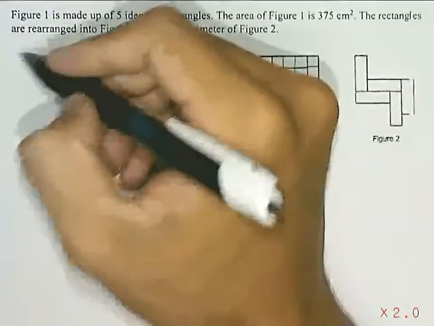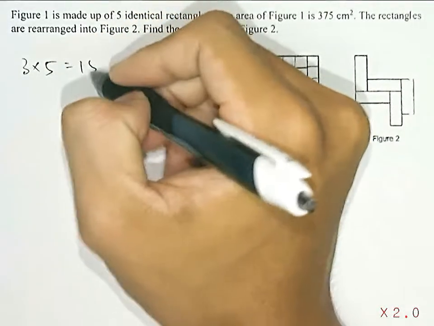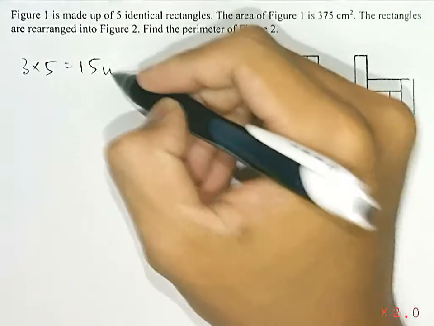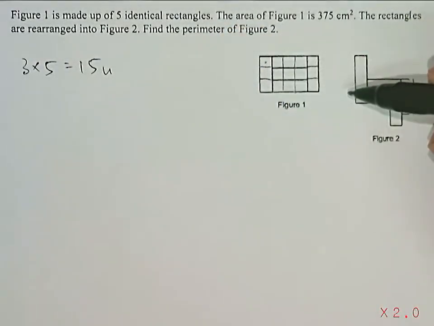How many squares are there? There will be 3 times 5. So the length has 5, the width has 3. So 3 times 5, there are 15 units of squares if each square has an area of 1 unit.